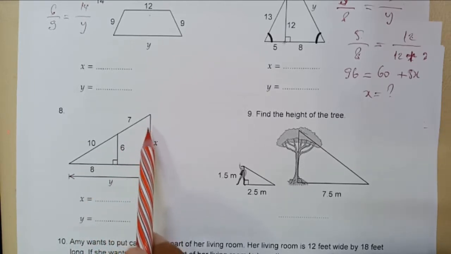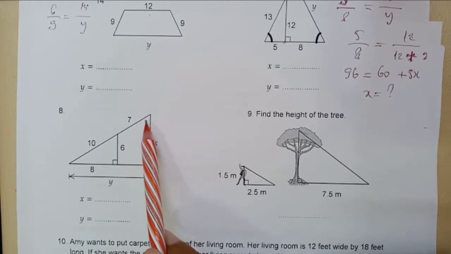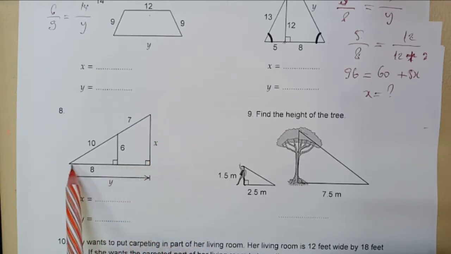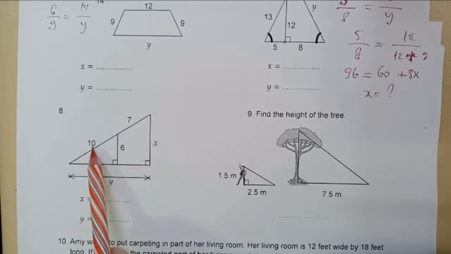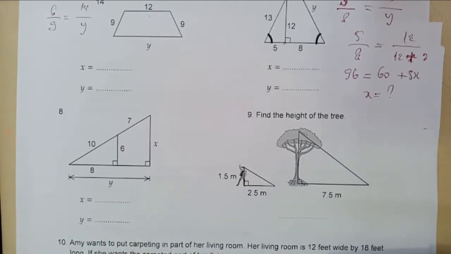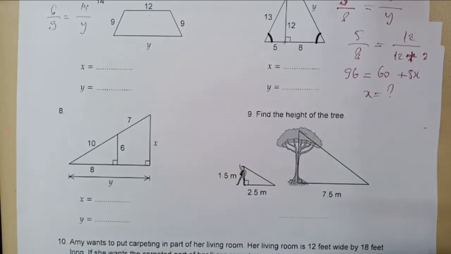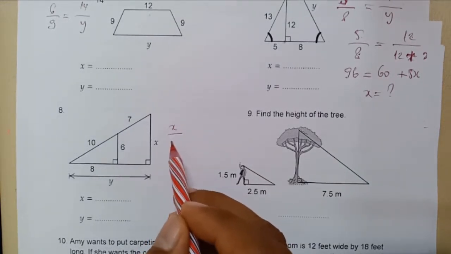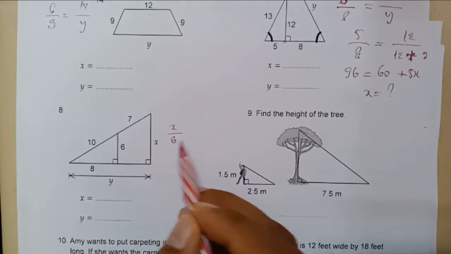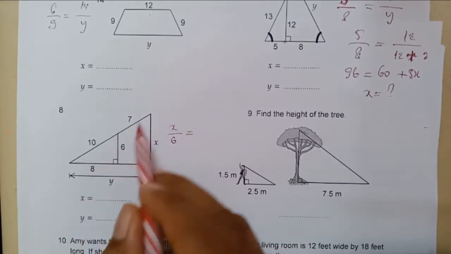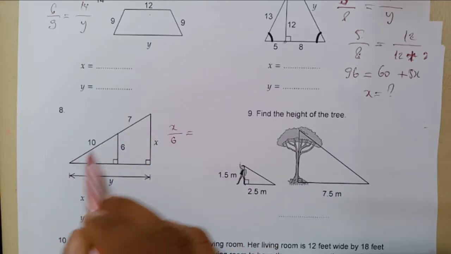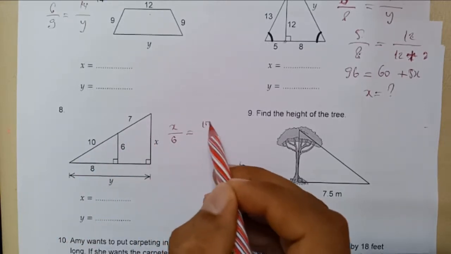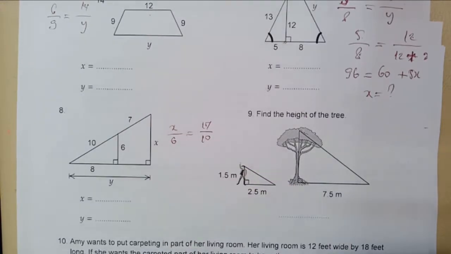And the bigger triangle, you're missing two lengths, the shorter side and the longer side, and the hypotenuse is given, I think this is 17. So to get the x value, you will have x over 6 is equivalent to, let me use this part where all the numbers are complete, 10, so it's 17 over 10, and do the cross product.